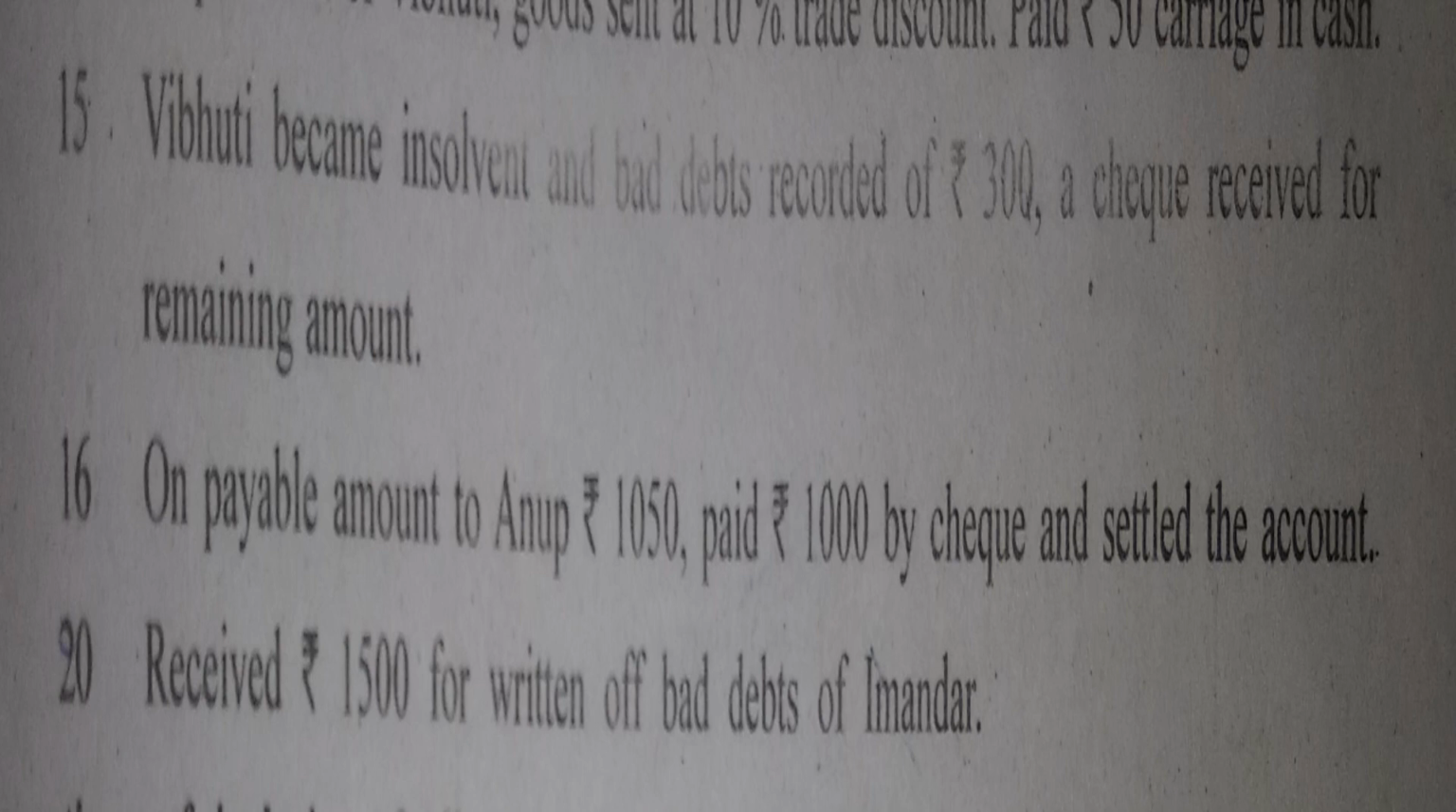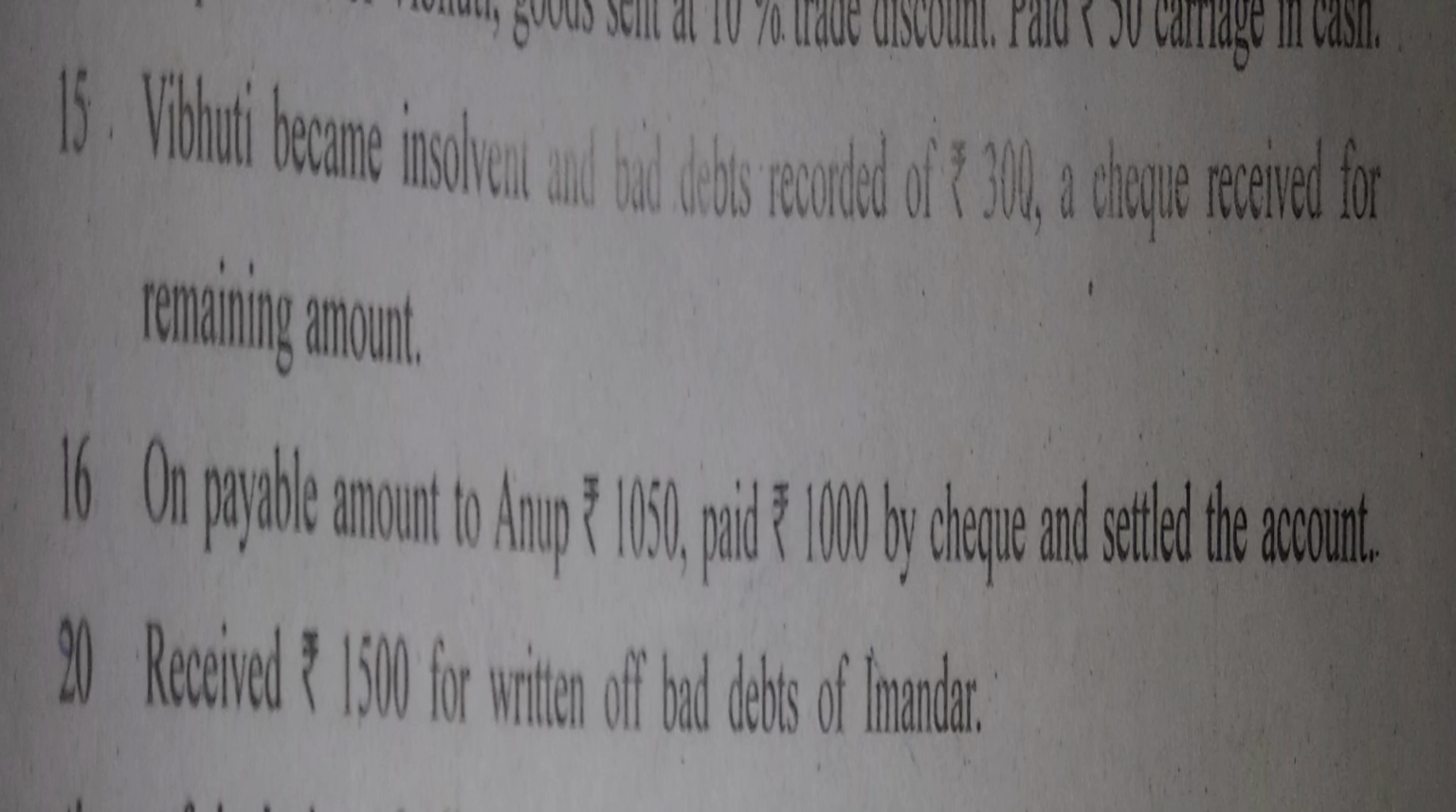I repeat, Vibhuti was supposed to pay rupees 4,500 to us and she became insolvent and there is bad debts of rupees 300. Bad debts is a loss. So bad debts is to be debited as per the rule of nominal account. Cheque is received for the remaining amount and the cheque received will be deposited where?